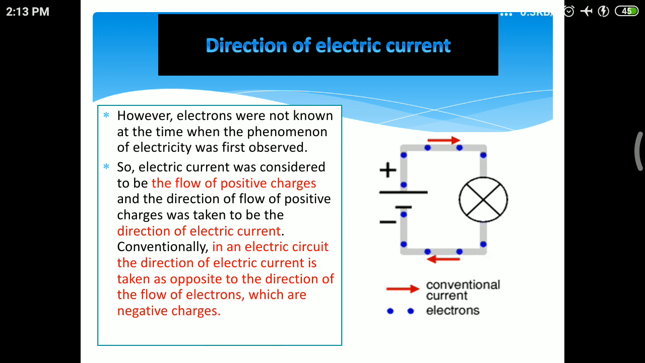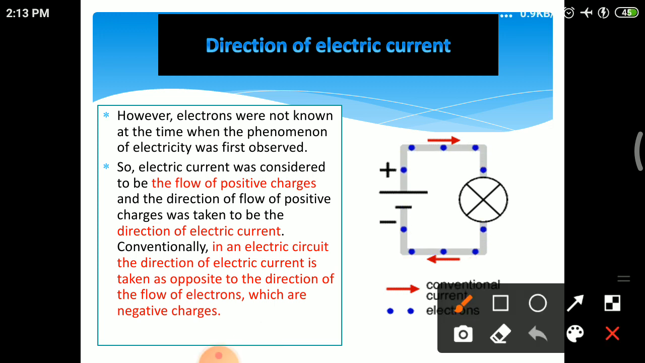However, electrons were not known at the time when the phenomenon of electricity was first observed. The scientists first discovered electricity, but they did not know what produced the electricity in the atoms. So they did not know about the electrons. The scientists just observed that the conductor produced electricity. So electric current was considered to be the flow of positive charges, and the direction of flow of positive charge was taken to be the direction of electric current.